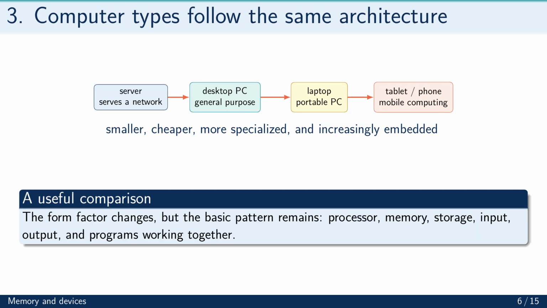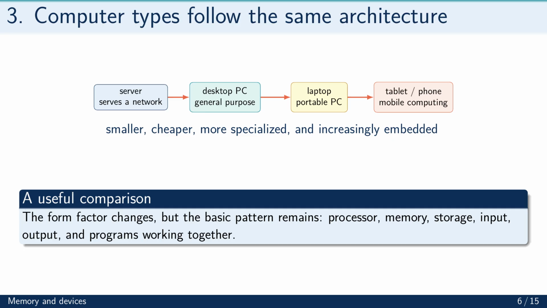Computer types have changed as technology has made processors smaller, cheaper, and more energy efficient. A server is designed to provide pages, files, or other services to many computers over a network. A desktop PC is a general-purpose computer intended for a home or office. A laptop keeps much of the same capability in a portable, battery-powered form. Tablets and phones specialize in mobility and combine input and output in compact devices.